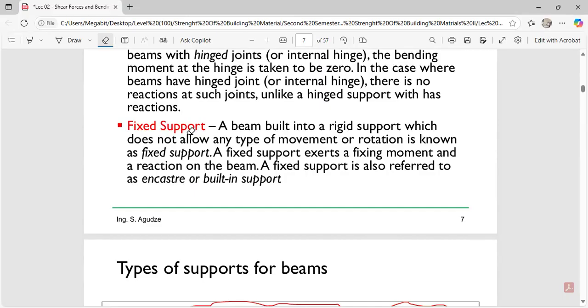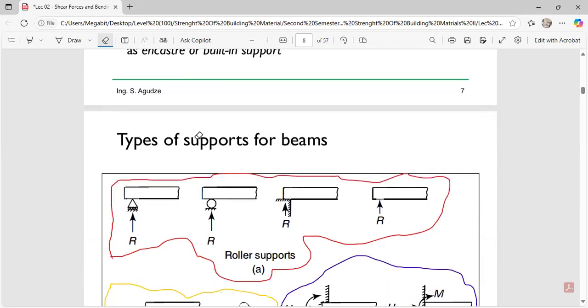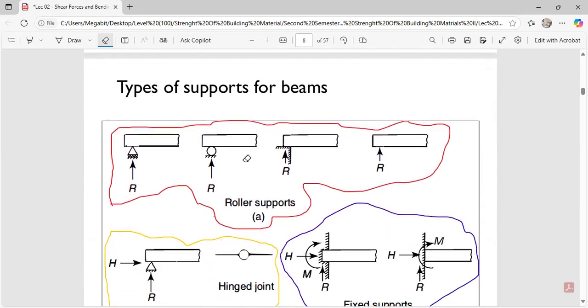I remember we said it has one reaction in the vertical axis, the other reaction in the x-axis, also known as the horizontal axis, and then the third reaction is a moment. And the moment may be clockwise or counterclockwise, depending on the position. So these are the types of supports.